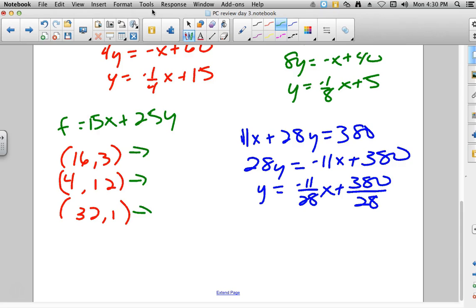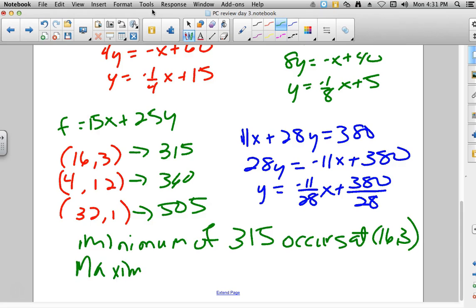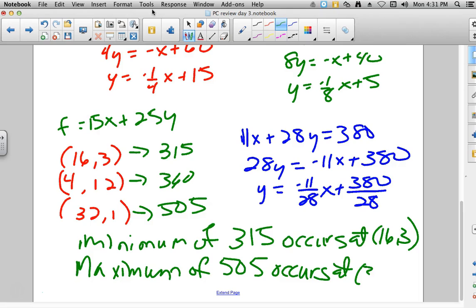And you put these little buggers into that objective function. This gives us 315, this gives us 360, and this gives us 505. So the minimum of 315 occurs at the ordered pair 16.3. The maximum of 505 occurs at 32.1. Again, no labels here.